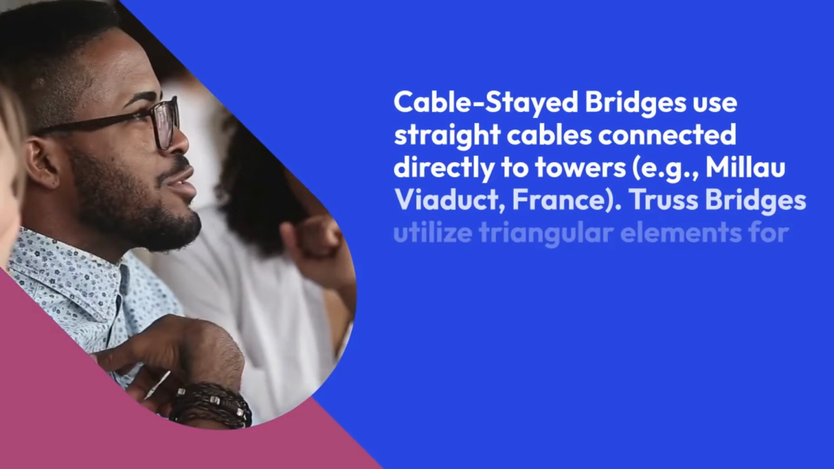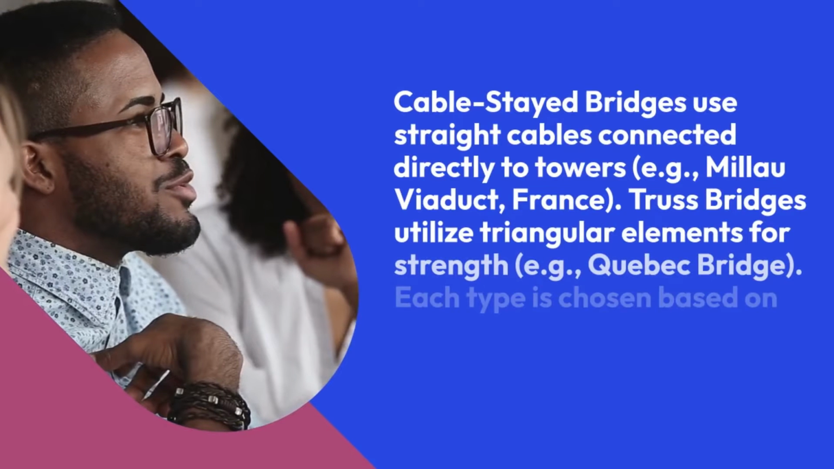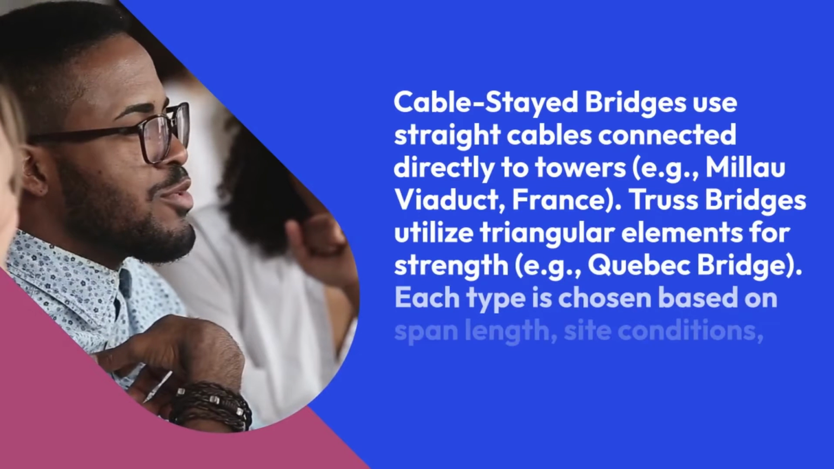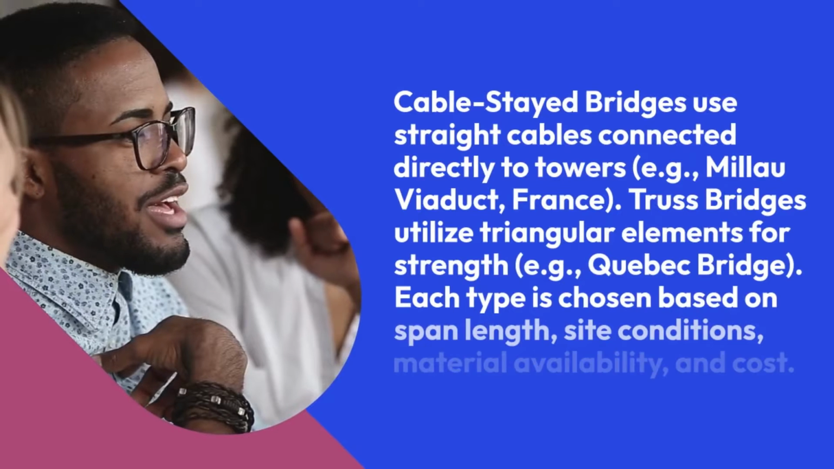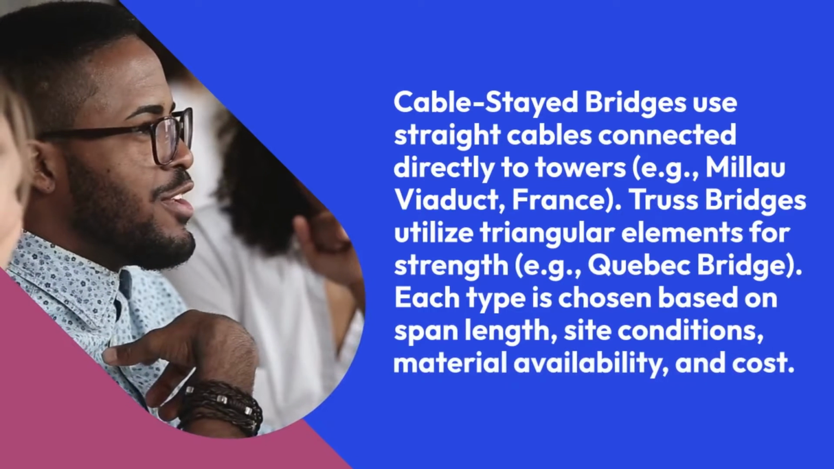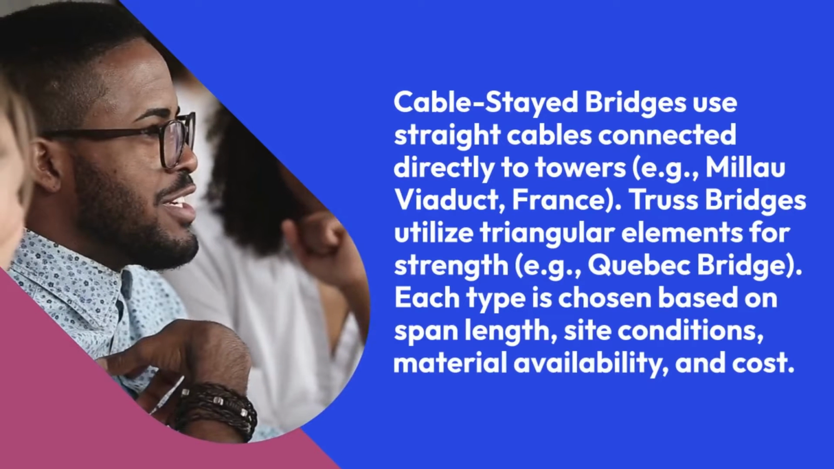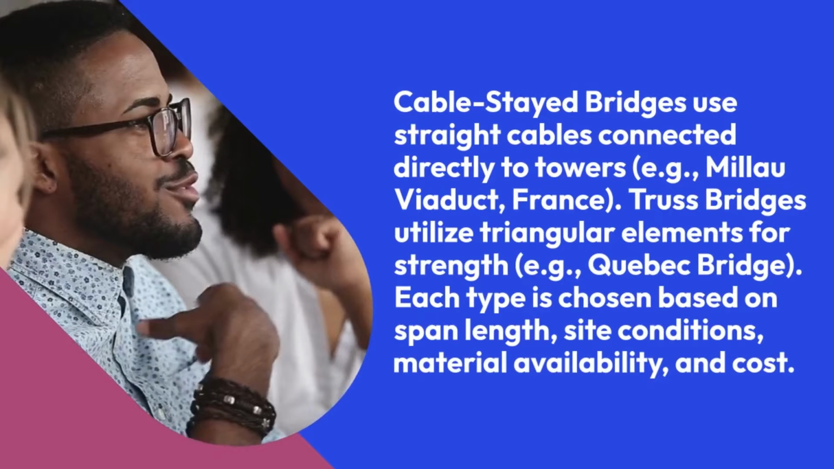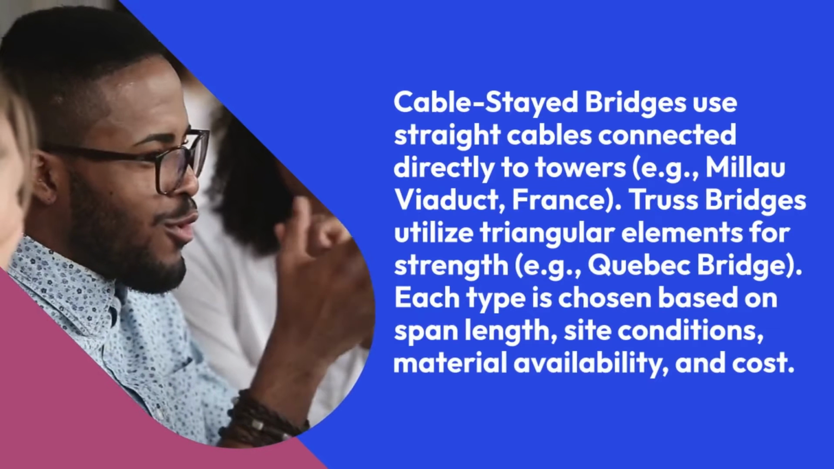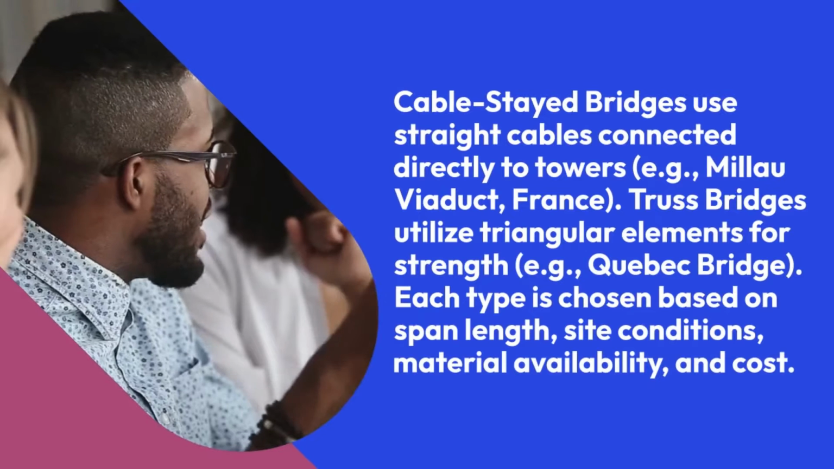Suspension bridges have cables hanging from towers, e.g., Golden Gate Bridge. Cable-stayed bridges use straight cables connected directly to towers, e.g., Millau Viaduct, France. Truss bridges utilize triangular elements for strength, e.g., Quebec Bridge. Each type is chosen based on span length, site conditions, material availability, and cost.